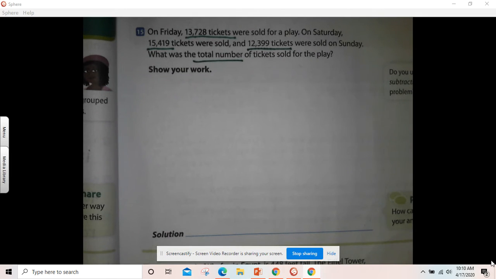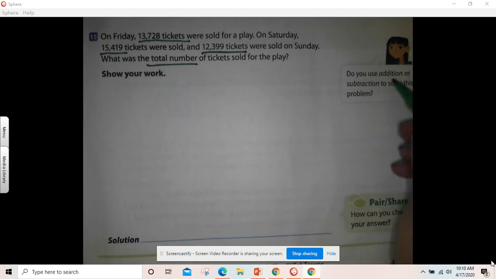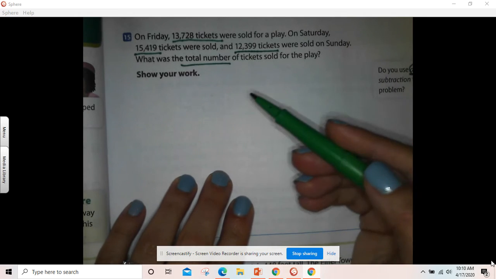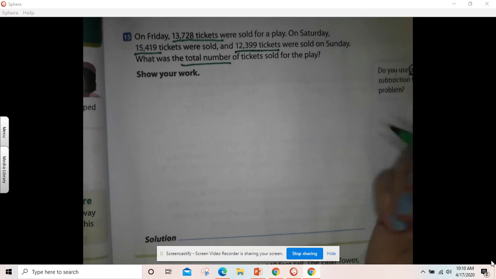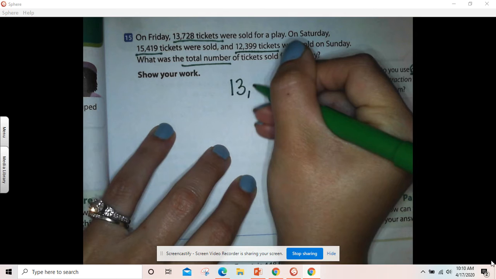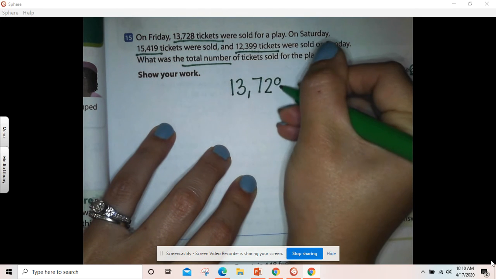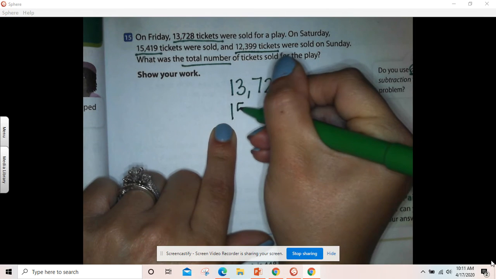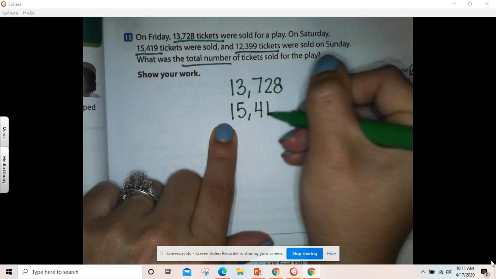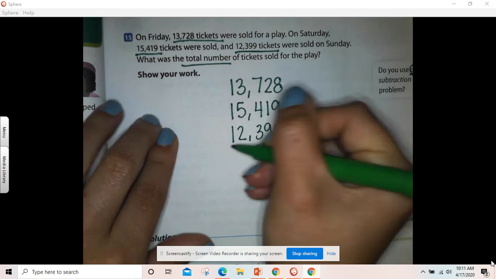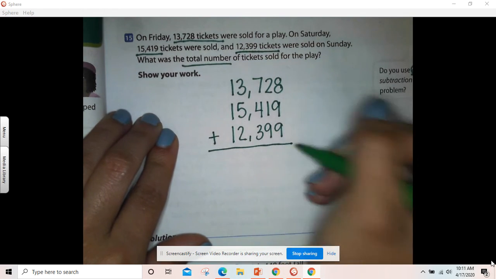Okay. Do I use addition or subtraction to solve this problem? I'm asked to find the total, so I'm going to use addition. Now, you could have done a couple of different things. You could have added Friday and Saturday together and then added Sunday on, or you could just set them all up together. And I think that is what I am going to do because I think it's fun. So I have Friday's 13,728. Saturday's 15,419 tickets. And 12,399 for Sunday. I'm going to add these all together.